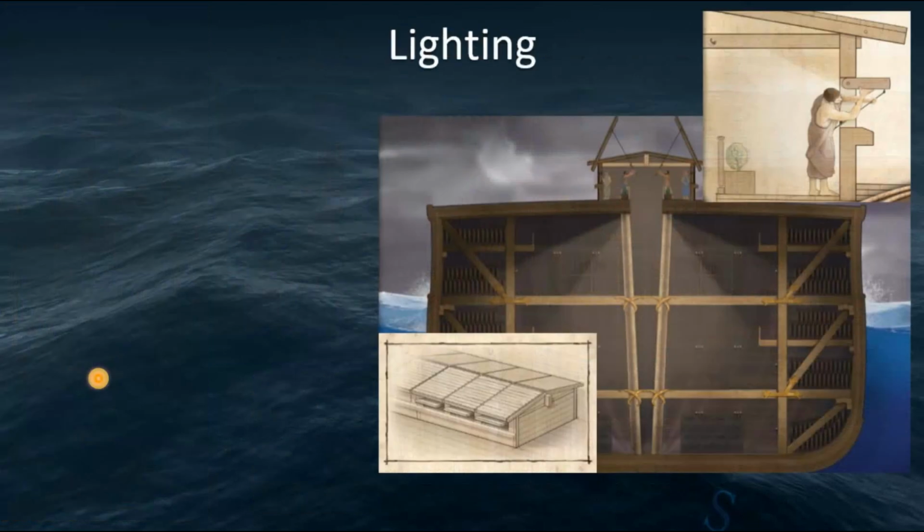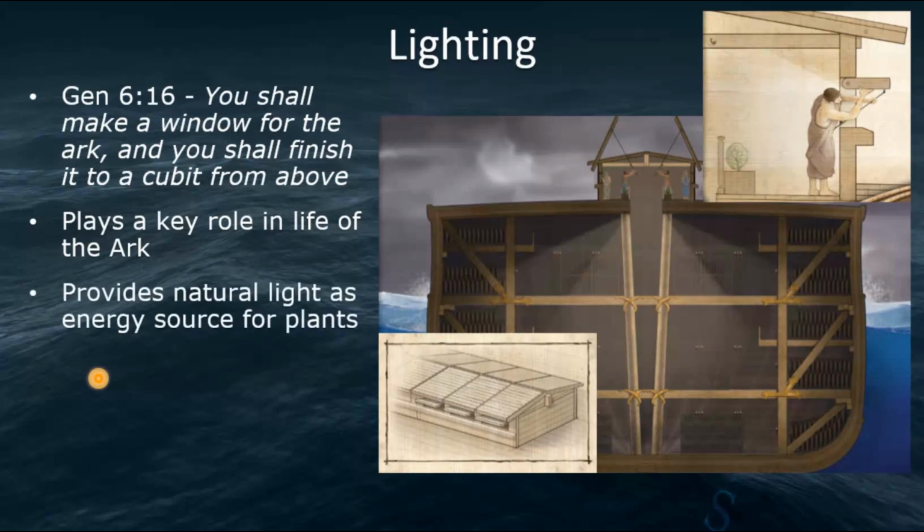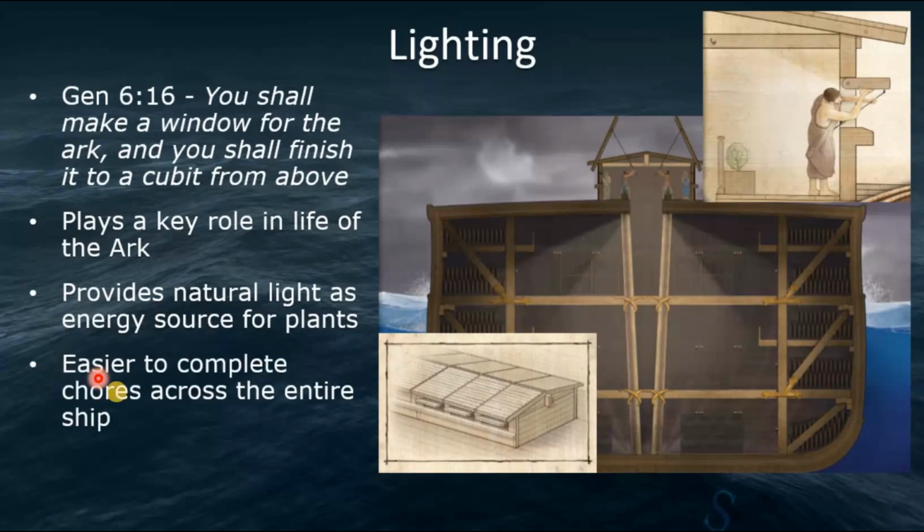What about the lights in the ark? Genesis 6:16 says, "You shall make a window for the ark, and you shall finish it to a cubit from above." So this plays a key role in the life of the ark. It provides natural light as an energy source for plants, and makes it easier to complete chores across the entire ship.